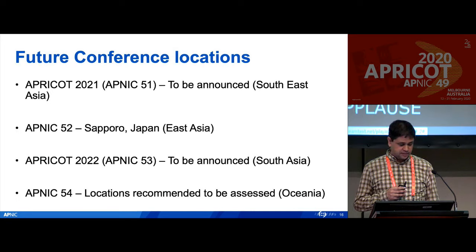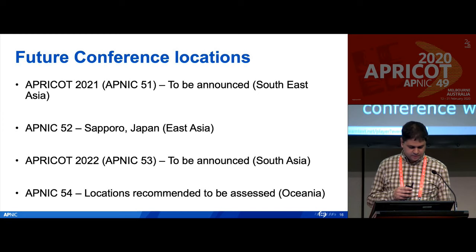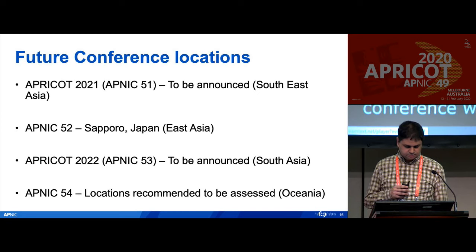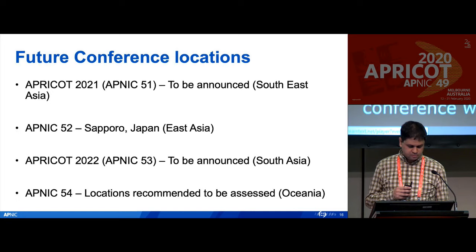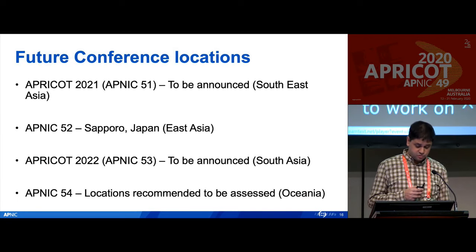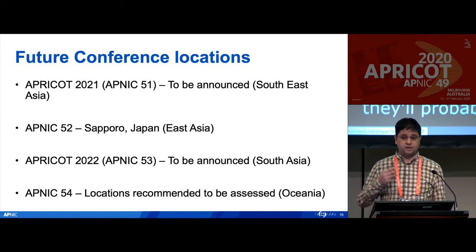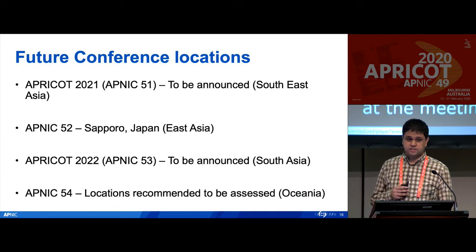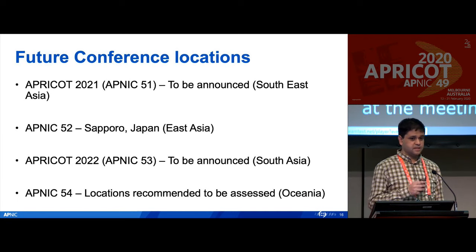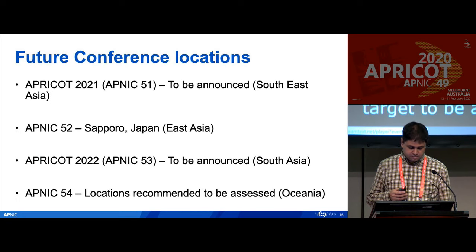Dates will be on the website after we do some additional work. They are already on the conference website. And APNOG continues to work on future Apricots, and they'll most likely announce Apricot 2020 at the meeting in Dhaka, because the Apricot in 2022 is supposed to be in South Asia. So I guess that is the target, to be able to announce the next APNIC meeting in South Asia, a meeting in South Asia, and so on.